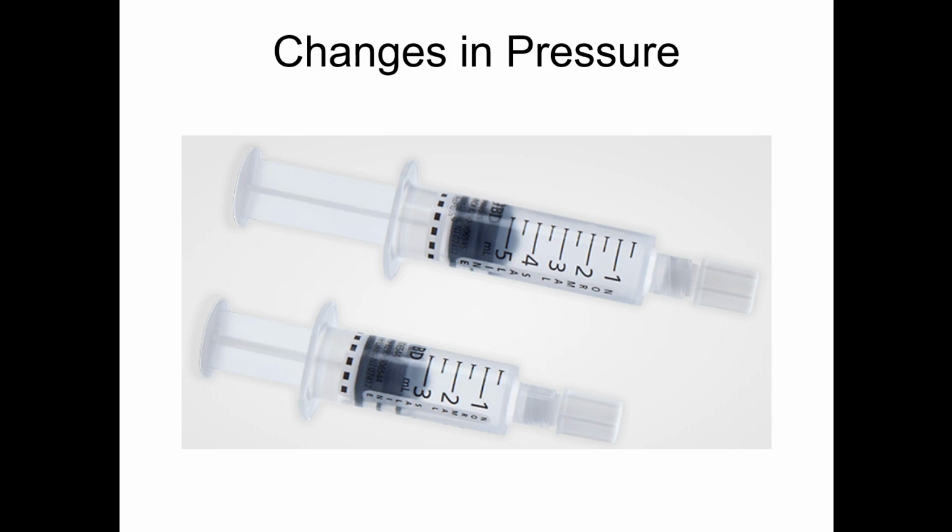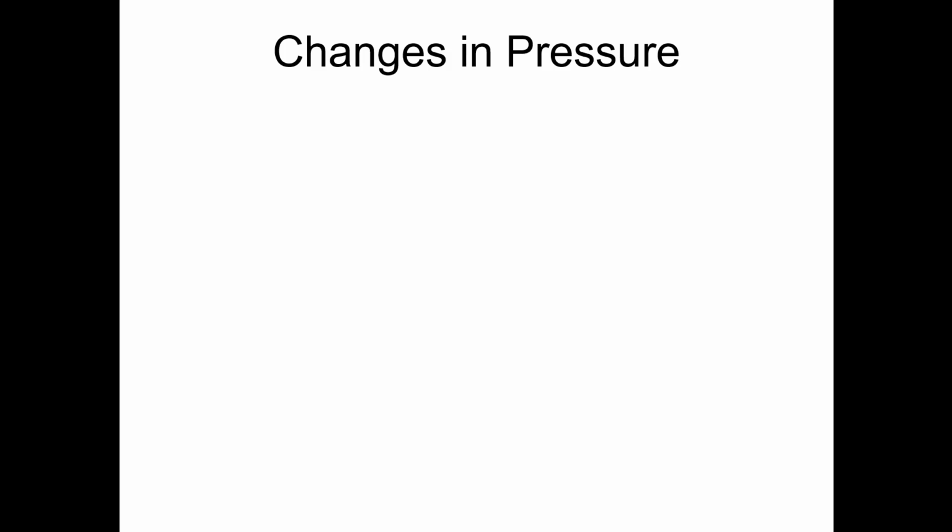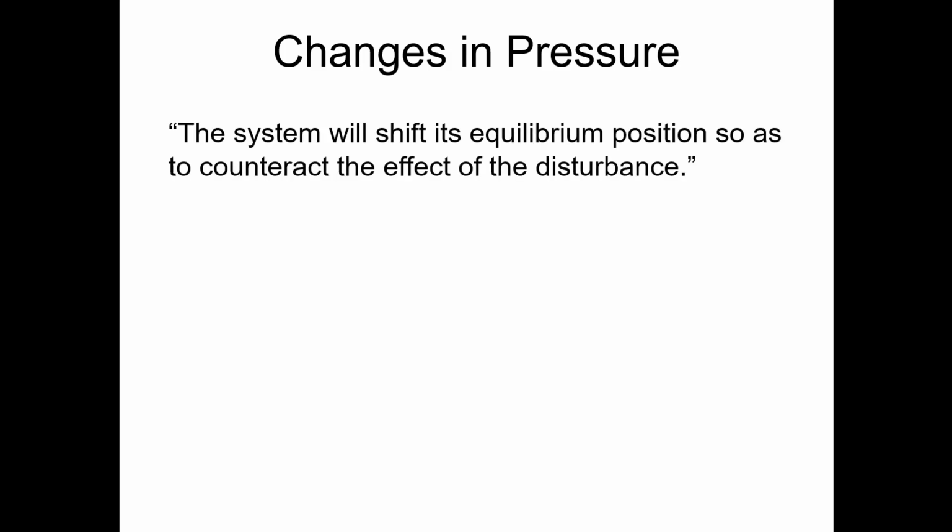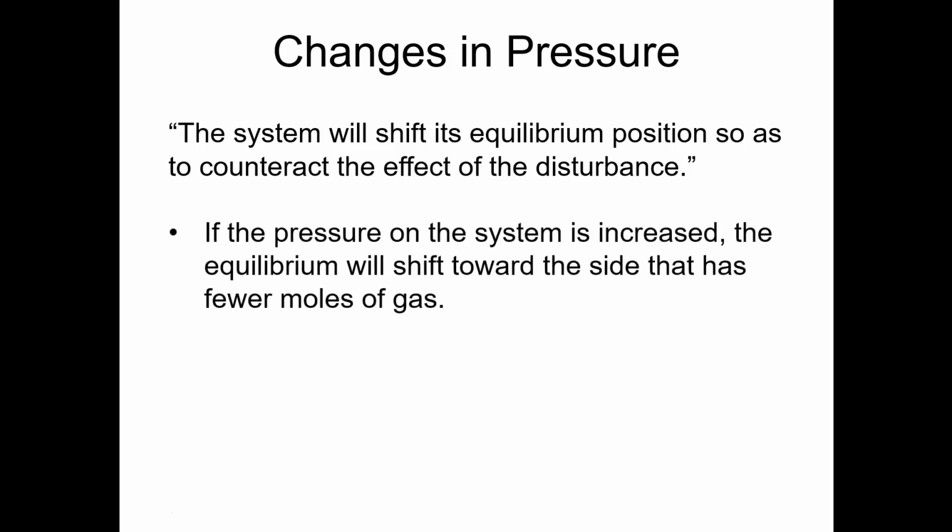So again, we've thought about this. We've talked about gases in a syringe. We can change the volume and therefore change the pressure. Remember, the system is going to shift its equilibrium position so as to counteract the effect of the disturbance. And so there are a couple things. I could increase the pressure or I could decrease the pressure of a gaseous reaction. If I increase the pressure, the equilibrium, once again, if we think about this as someone with a mind of its own, is going to shift toward the side that has fewer moles of gas.